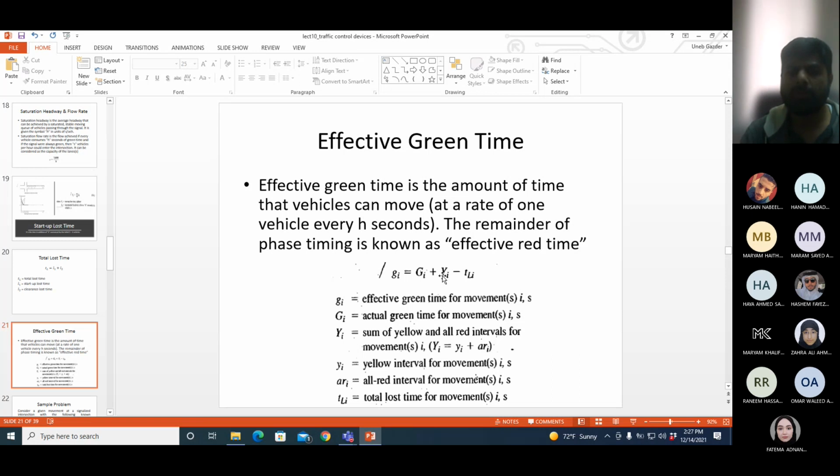We already discussed it. Okay, so green plus capital Y gives you total time of the phase. Okay, green plus yellow plus all red, total time of one phase minus lost time. So that will become the effective green time. Simple. Total time minus lost time becomes effective green time. Okay, and whatever is not effective green is also known as effective red. Okay, so one phase can have effective green and effective red. Whatever is not effective green is effective red.